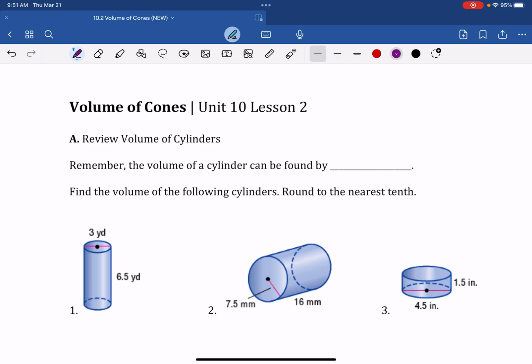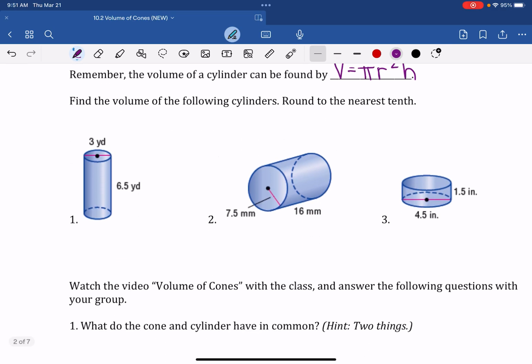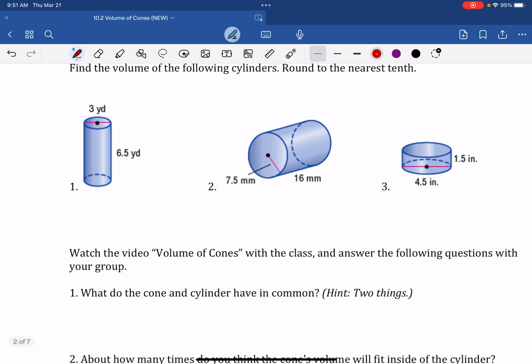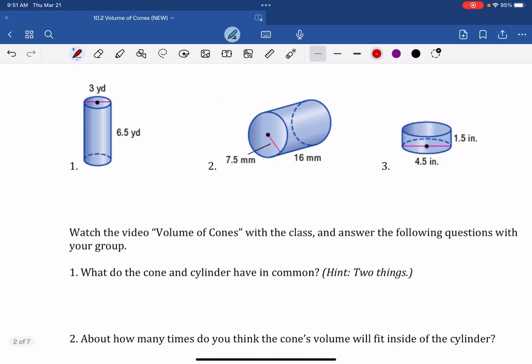So last time you learned about the volume of cylinders, so remember that the formula for that is volume equals pi r squared h. So go ahead and take a minute and find the volume of these 3 cylinders. Pause the video while you do that. Okay, now that you've found the volume of these 3 cylinders, we're going to just run through it real quick.